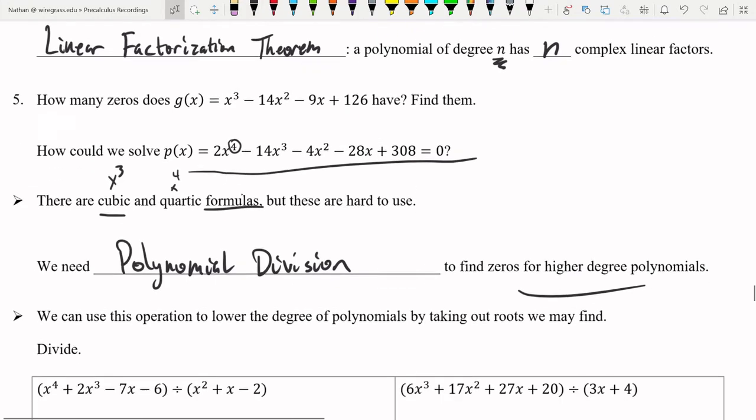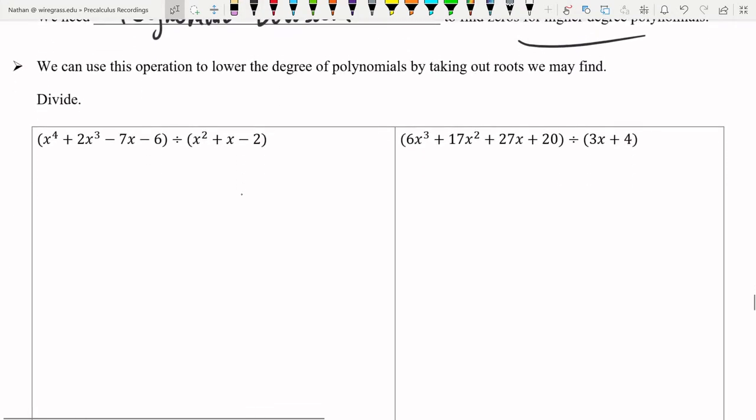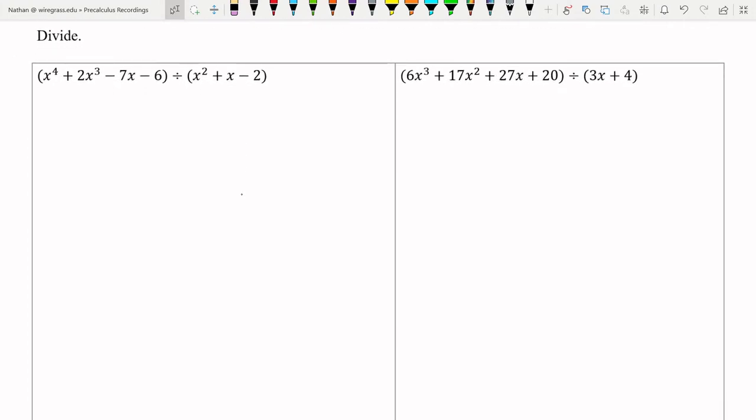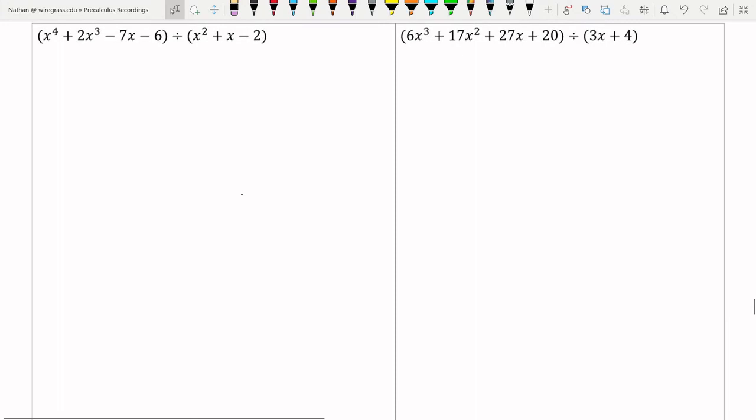So that's the kind of goal that we're doing here, is we're going to factor it down as far as possible. Now, in the actual process of division, it follows a lot the same as long division. We're really just going to be doing the same process, except there's just different things that we're working with here.